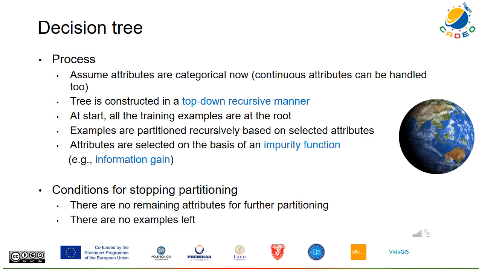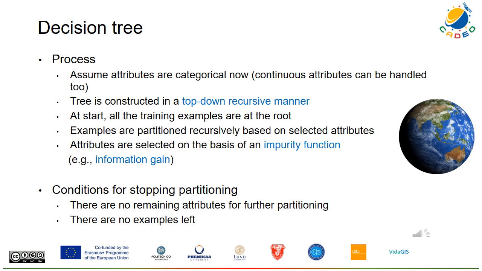In the second step, the tree is constructed in a top-down recursive manner. At the start, all the training examples are at the root, and the data examples are partitioned recursively based on selected attributes. Here, attributes are selected on the basis of an impurity function, such as information gain. We will introduce what impurity and information gain are in our later slides.